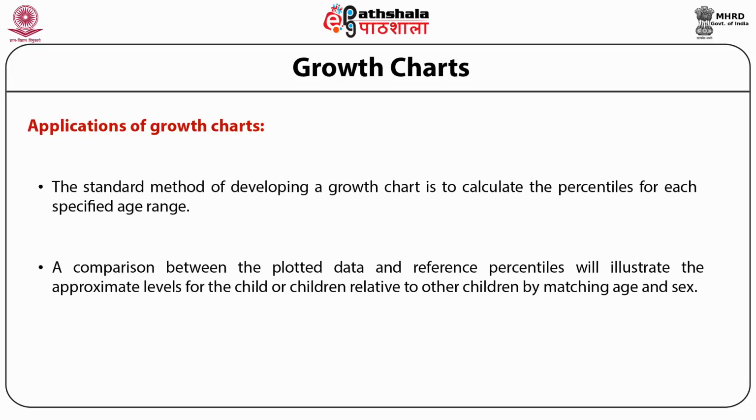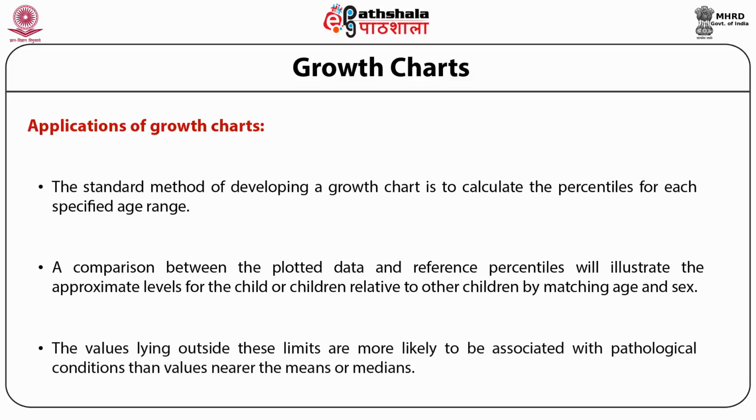The accepted normal ranges are the 3rd and 97th percentile in almost all countries, but the 5th and 95th percentile are used in the United States, and sometimes the limits are plus or minus 2 Z in some countries. The values lying outside these limits are more likely to be associated with pathological conditions than values nearer the means or medians.